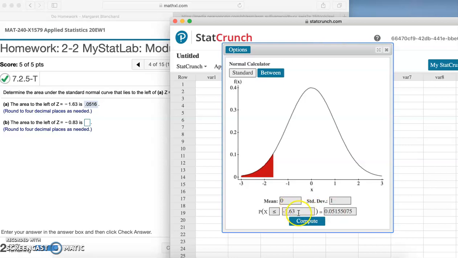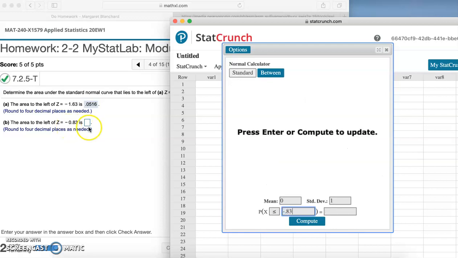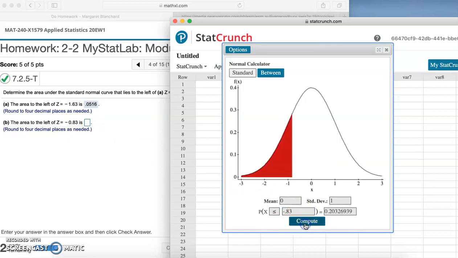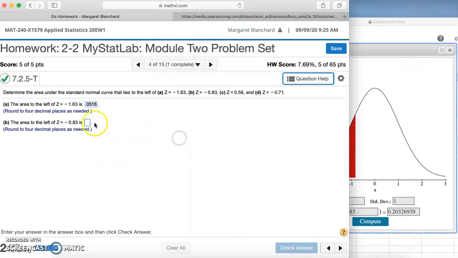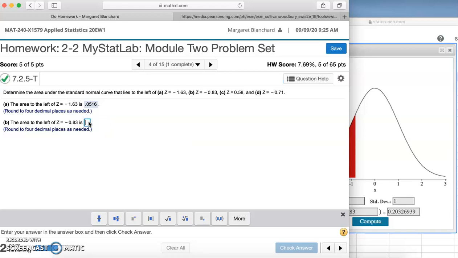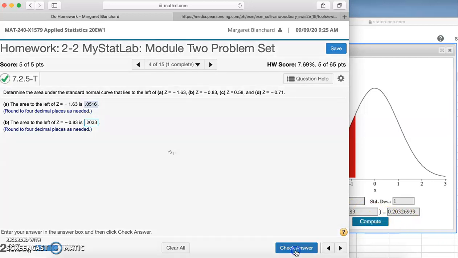So let's go ahead and do this one for part B. The area to the left of Z equals negative 0.83. Negative 0.83. Compute. And we are given, let's move this over so we can see them at the same time. We need to round to 4 decimal places, so we have 0.20333. We're going to check our answer. Excellent.